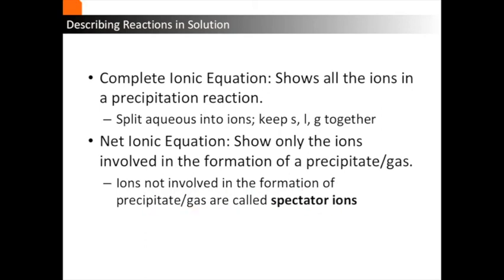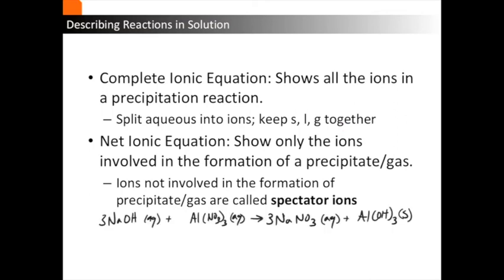So we start with the full reaction, and we split it into the complete ionic equation, where it shows all the ions and their states of matter for the precipitation reaction. You make sure that you split any aqueous into ions, but keep any solids, liquids, and gases together for the complete ionic equation. Here's an example. We have 3 sodium hydroxides that are aqueous and 1 aluminum nitrate that's aqueous, and that's going to produce 3 sodium nitrates that are aqueous and 1 aluminum hydroxide that's solid. This is the full reaction.